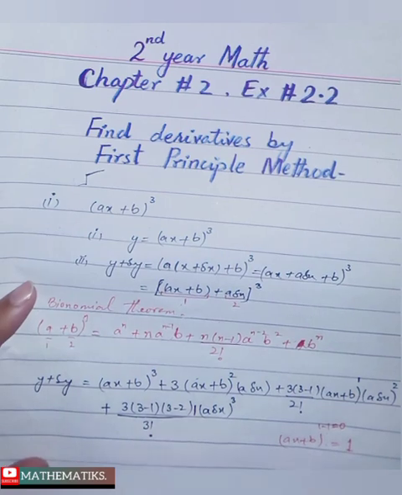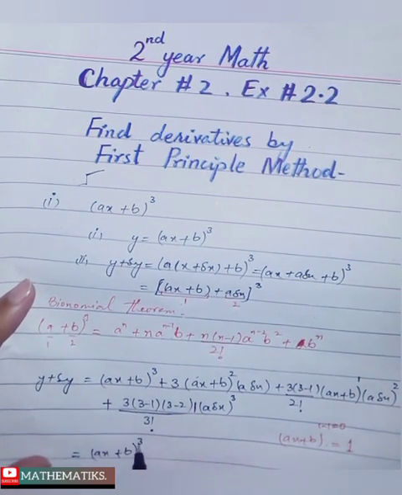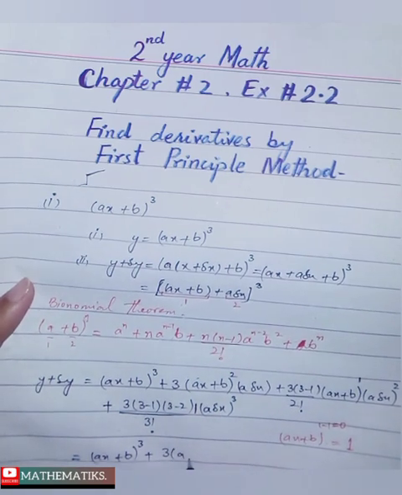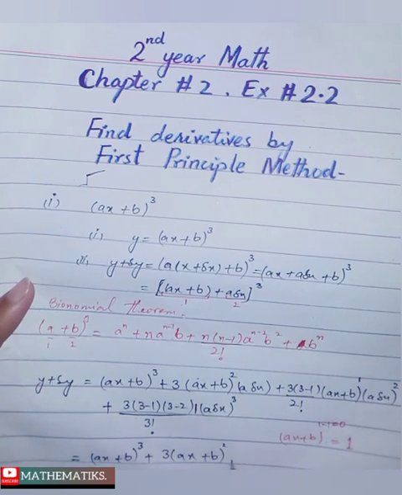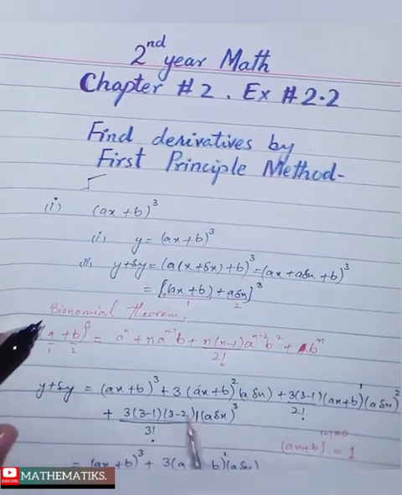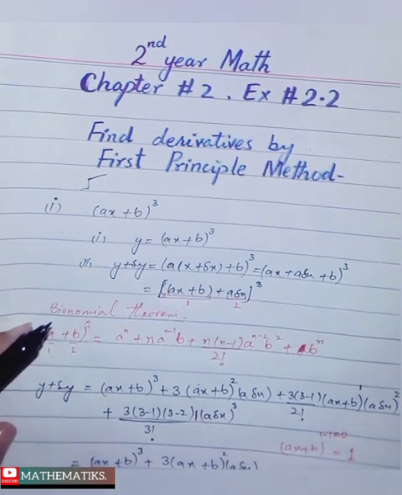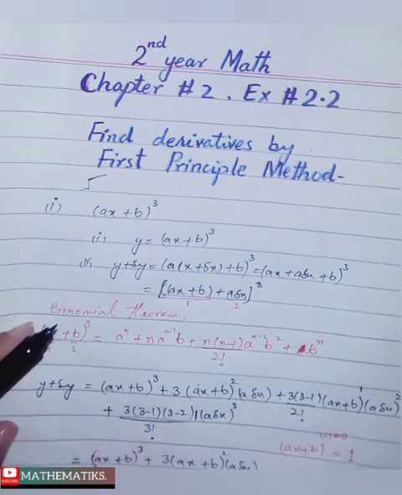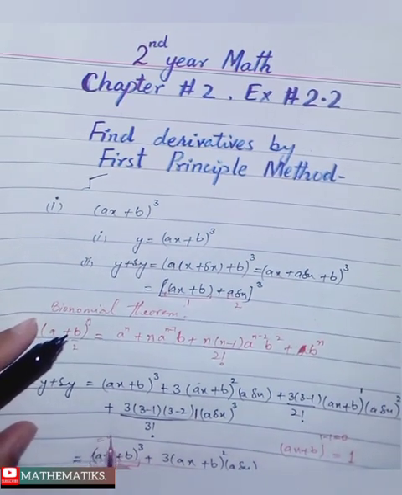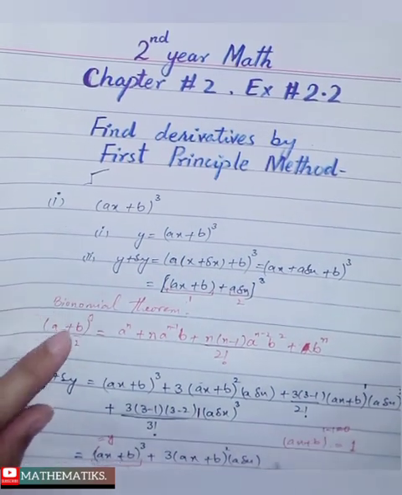Now simplifying further, we get (ax + b) power 3 plus 3 into (ax + b) whole square a delta x. You can note that the question was (ax + b) whole power 3, which means what we supposed, y is equal to (ax + b) whole power 3. So we can write this first factor as equal to y also.